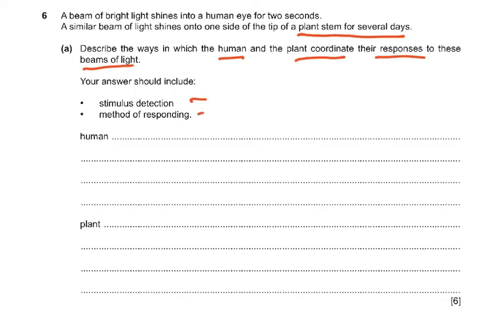So in the humans, it is detected by the retina. It involves electrical impulses. Response is muscular contraction in the iris, causing a constriction or reduction in the size of the pupil. In plants, it is detected by the stem tip. It involves the hormone auxin, which diffuses to the side away from light, causing more growth on the shaded side, and this is called positive phototropism, because the plant stem is going to grow towards the light.